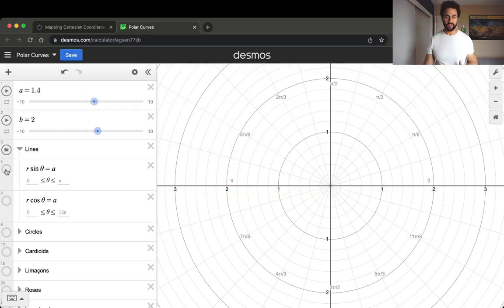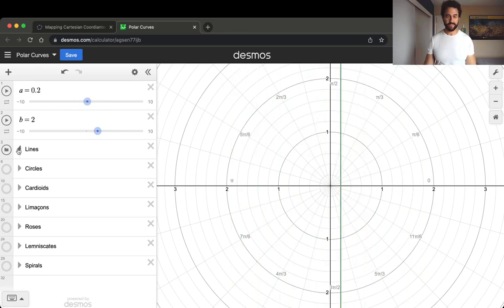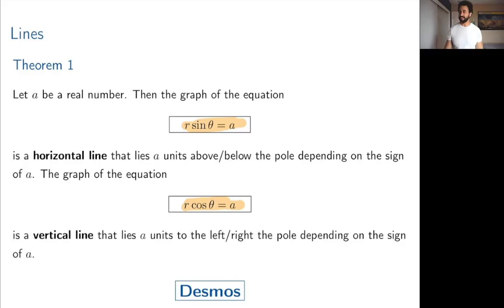Now let's look at the vertical lines. So these are vertical lines, and they're given by the equation r cosine theta equals a. And so as a changes, it moves left and right. So that's what lines look like. Okay, next let's look at circles. Before I do that, let me transition back to the slides here.